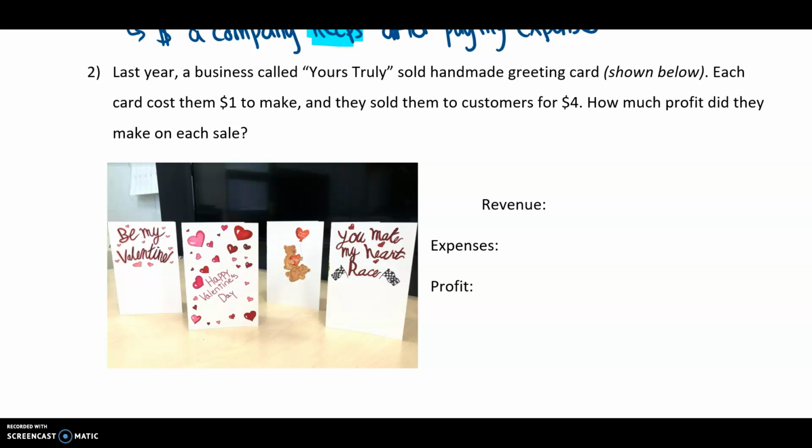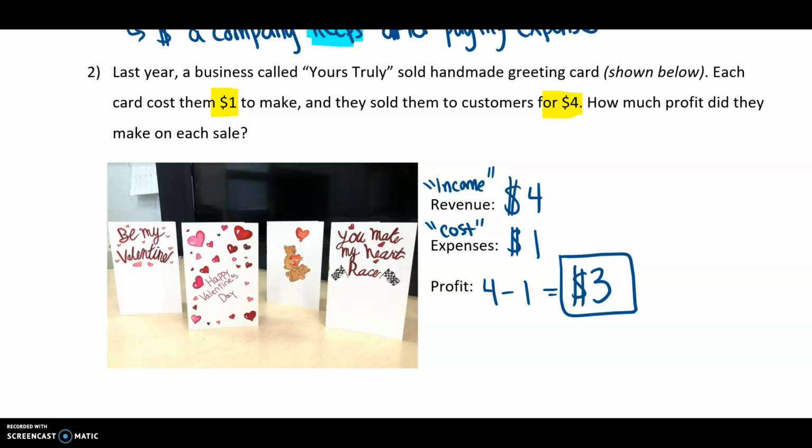But this is what I want you to do. So we're going to look at a second scenario. This is a student business called Yours Truly. They made handmade greeting cards, as you can see in the picture here. Okay, each card costs them $1 to make. So let's highlight some of this important information. It's a good skill when looking at a word problem. And then they sell them to customers for $4. We're going to calculate profit. Go ahead and pause the video. I want you to answer what you think the profit would be, and I'll come back with the answer.